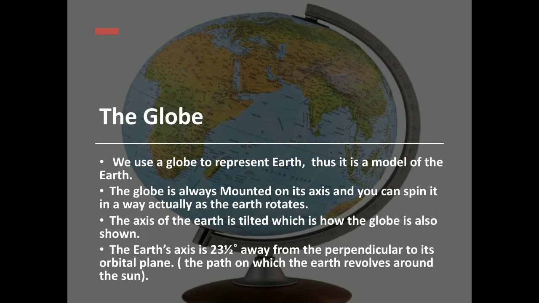Now let's know more about the globe. We use a globe to represent earth, thus it is a model of the earth. The globe is always mounted on its axis. You can spin it in a way actually as the earth rotates. The axis of the earth is tilted, which is how the globe is also shown. The earth's axis is 23.5 degrees away from the perpendicular to its orbital plane. And what is the orbital plane? It is the path on which the earth revolves around the sun.